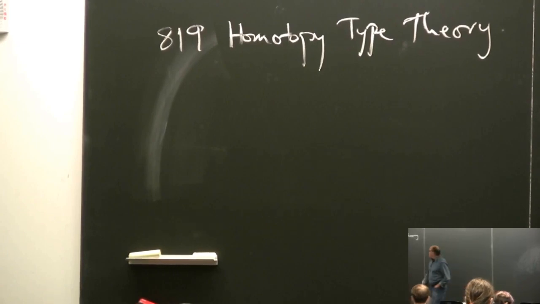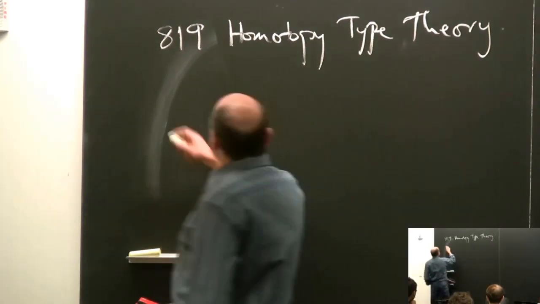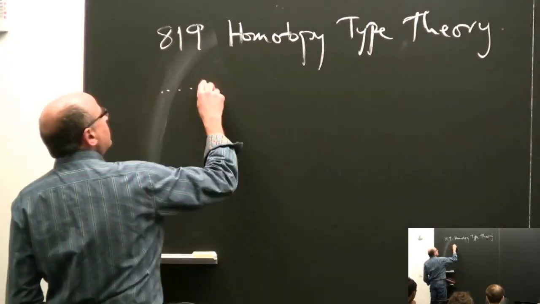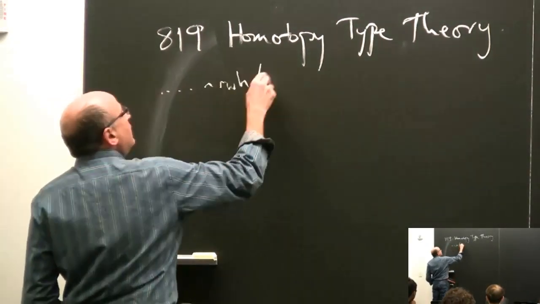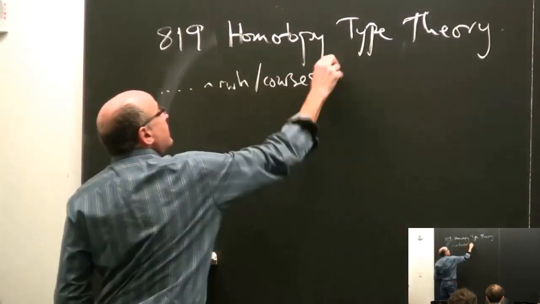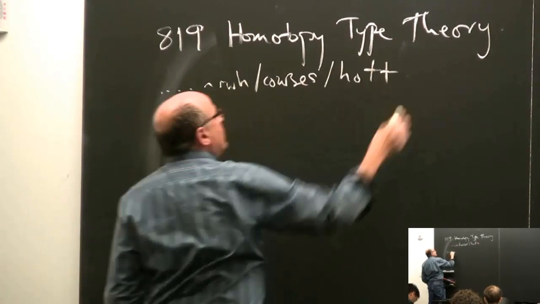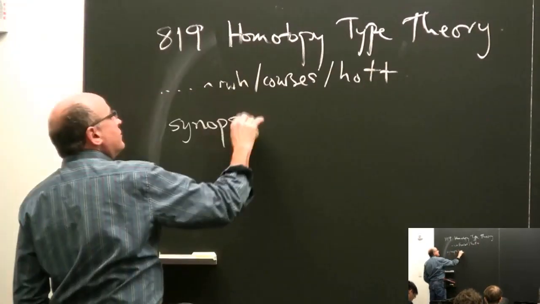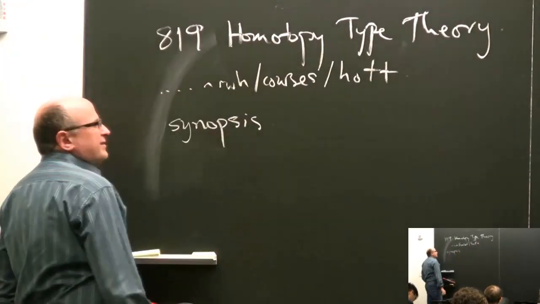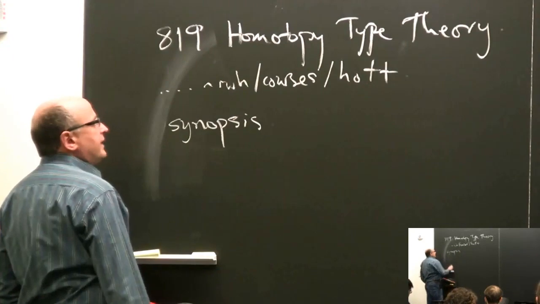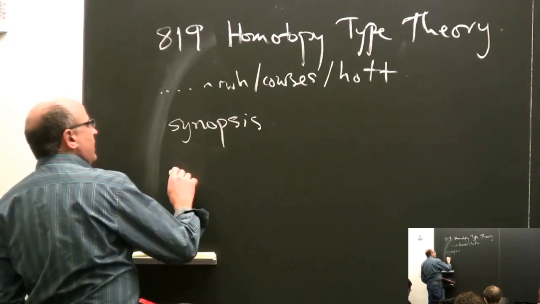I set up a course web page, which is at twiddle RWH. Course is hot, so you can have a look at that. Maybe some of you have looked at it. And there's a brief synopsis there, which is like 3-4 paragraphs, so you can just get an idea. And there's the beginnings of a schedule.